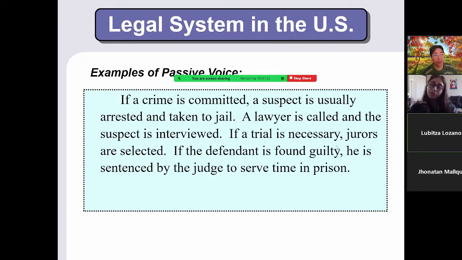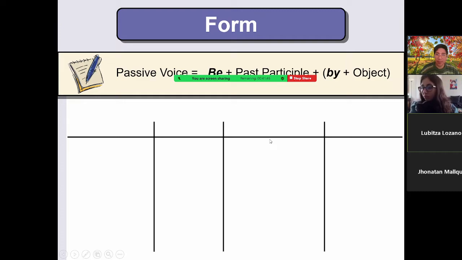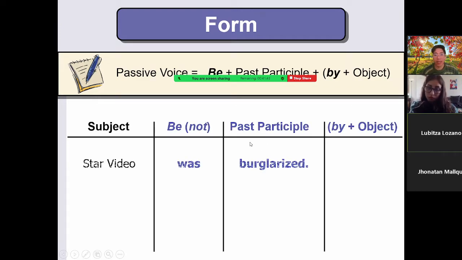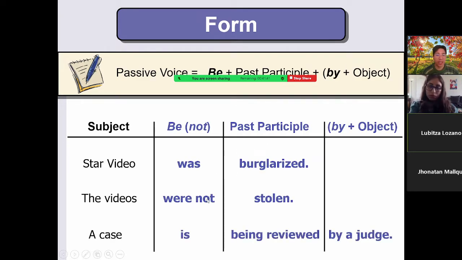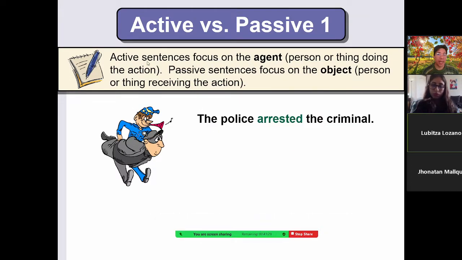Okay, let's continue. So in this case, we also have the passive voice. So now you know the structures, right? The subject was burglarized, were not stolen, is being reviewed. Do you remember that we learned this? The present progressive or past progressive passive voice? Yes? You need to add being. So now, active sentence focuses on the agent, the person or thing doing the action, and the passive sentence focuses on the object.